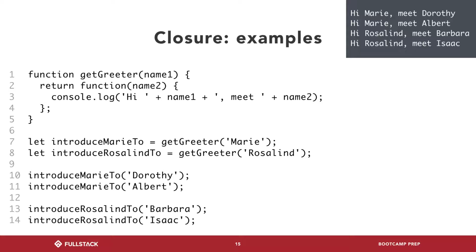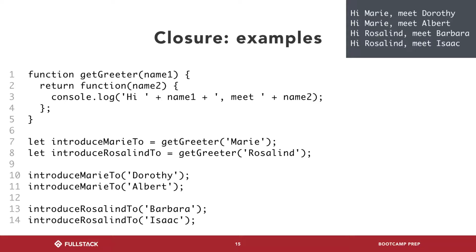Because this anonymous function that was returned, that became introduce Marie to, remembers that, hey, name 1 is Marie. Similarly, when I say Albert, it remembers that, hey, name 1 is still Marie. So hi Marie, meet Dorothy. On the other hand, when I look at what introduce Rosalind to refers to, when it was created, I ran getGreeter again from scratch, and I returned a brand new anonymous function. But within the scope of this anonymous function, name 1 is going to be Rosalind.